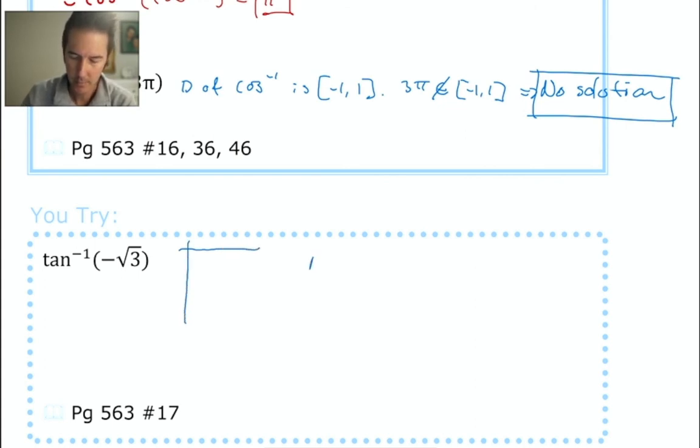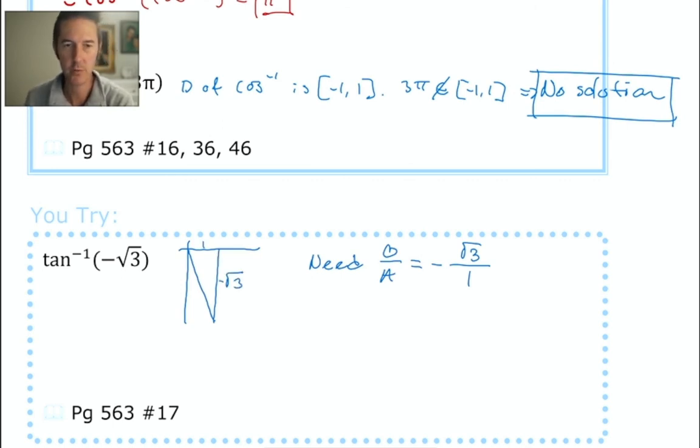And I need opposite over adjacent to equal negative square root of 3 over 1. Well, if the opposite side is root 3, that's the long side. The adjacent side is the 1 as the short side. So this one's a 1 and this one's a root 3. The root 3 is below the x-axis, that's negative. And the 60-degree angle, or pi over 3 radian measured angle, is across from the side length of root 3.